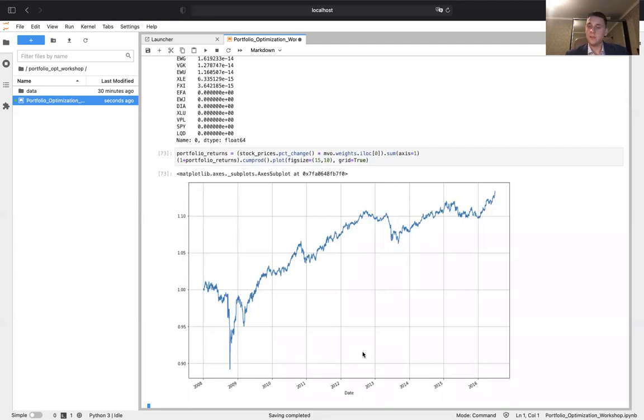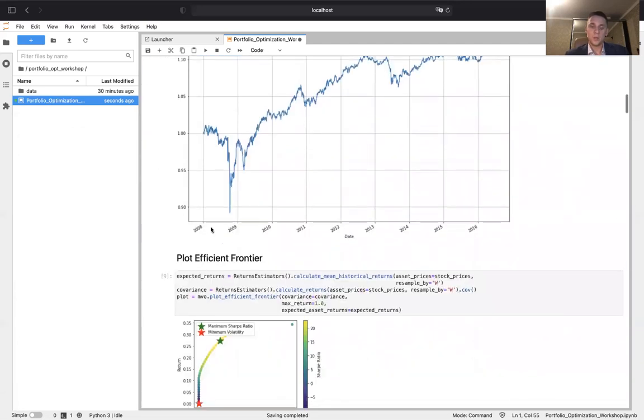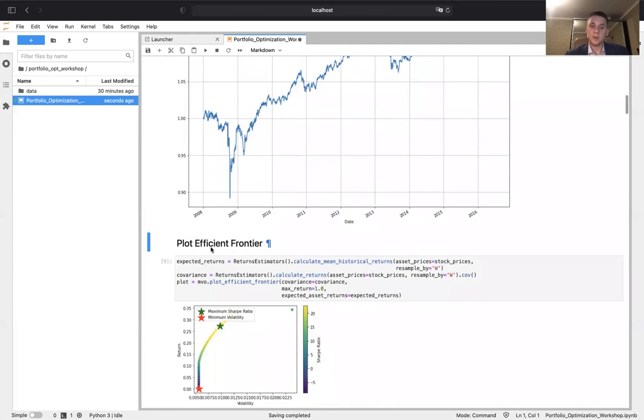So as you can see here, this plot is the equity curve for a portfolio, which is represented by these weights. What we can also do is to plot the efficient frontier for our assets universe. So how is it done?